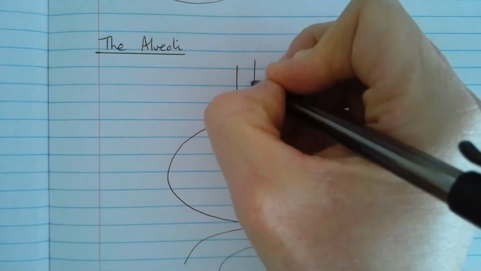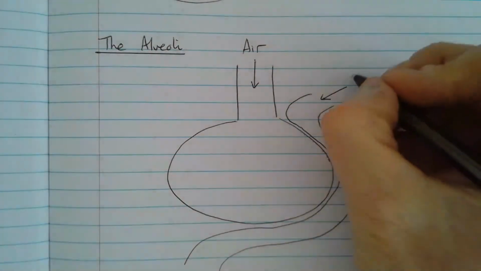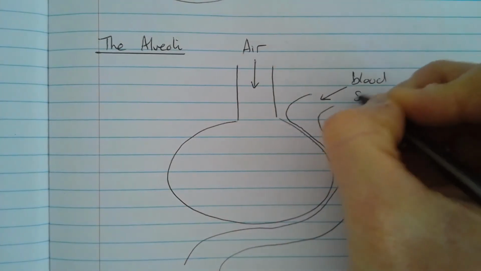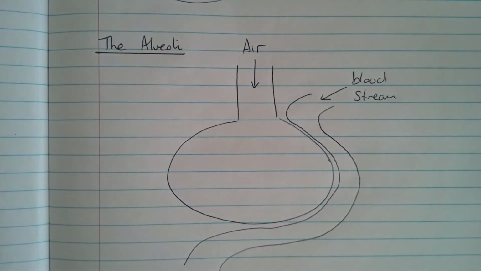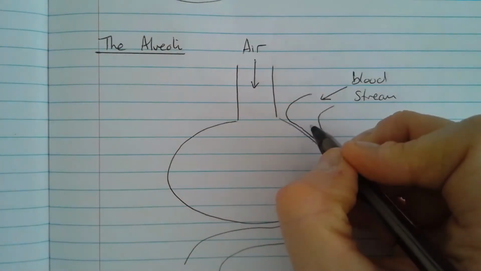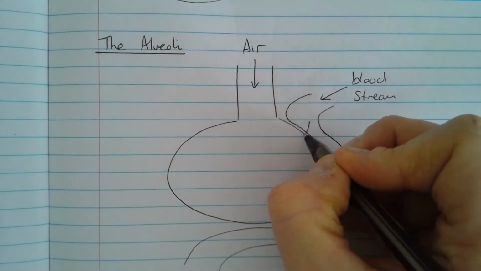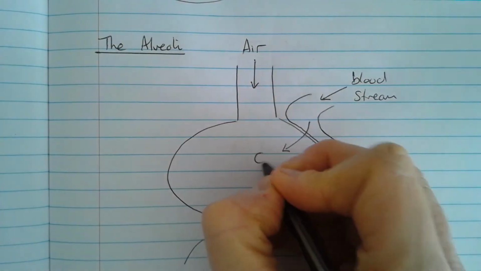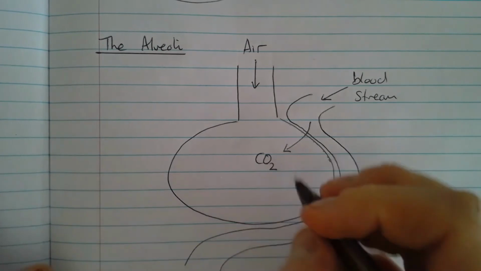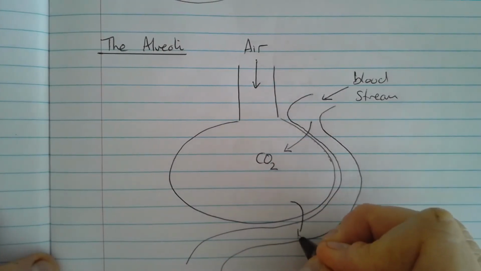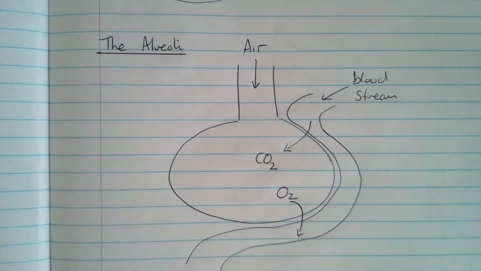So coming into the alveoli is going to be air, and that air is going to contain oxygen and some nitrogen, which doesn't really get involved in this. And we know that the bloodstream is going to be releasing carbon dioxide into the alveoli, and the oxygen that's present in the air is going to go into the bloodstream.